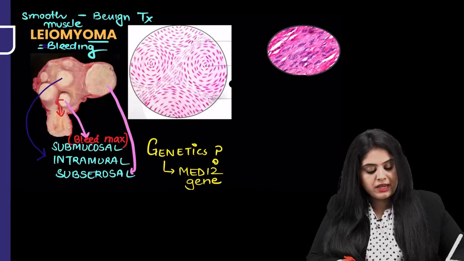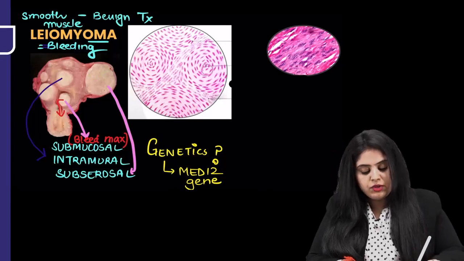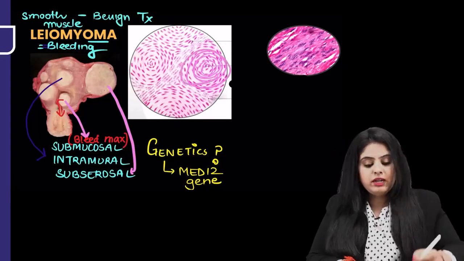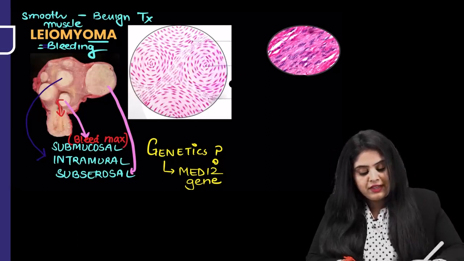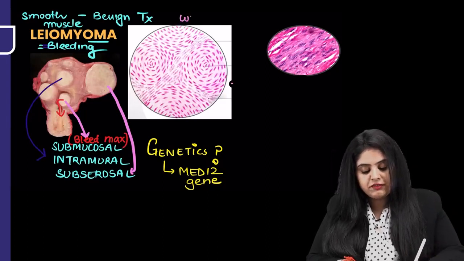What is it going to show you microscopically? Very, very important. You can see the cells are somewhere going round and round. What is that feature known as? That is referred to as the whirling of the cells. Whirling of the cells is seen.